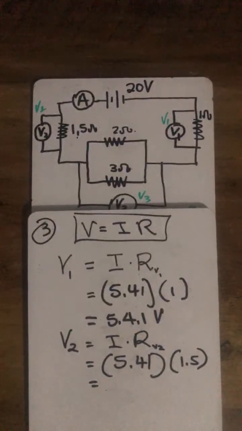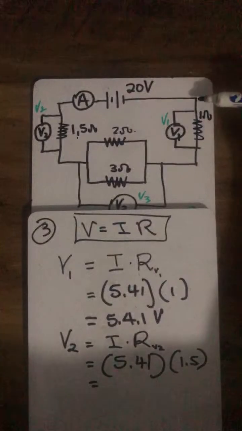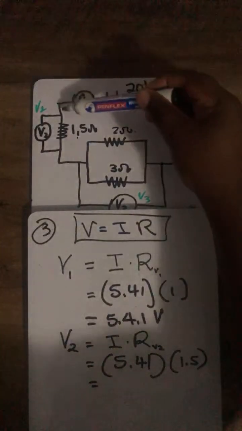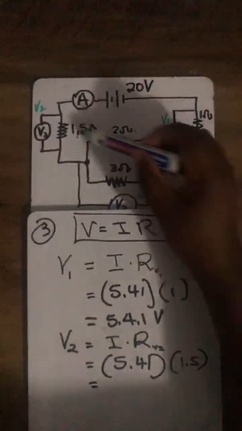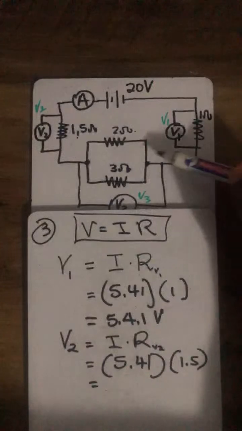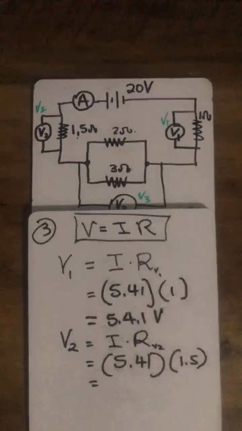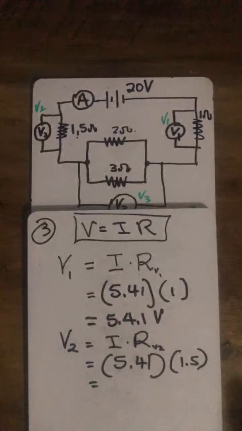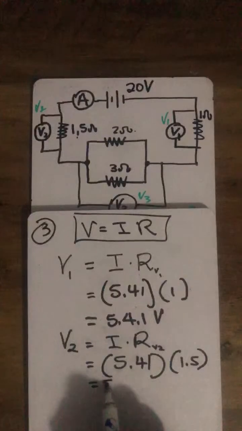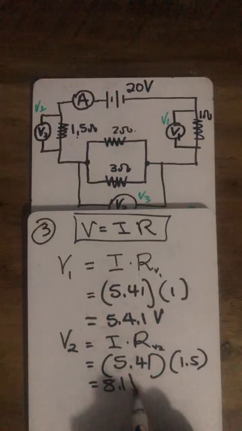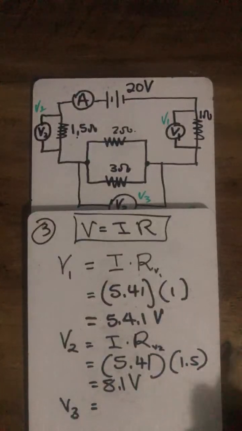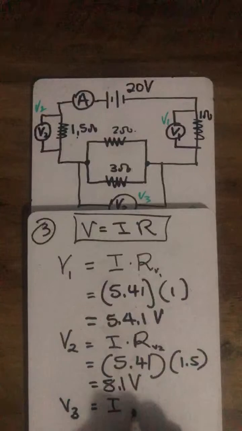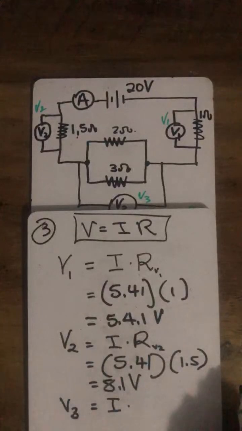So that is why we say the current that is passing through there is the same as the current that is passing through there, because that section up until there, and also on that other side up until there, it is connected in series. So now you have your 5.4 that you must multiply by 1.5, which is equal to 8.1 volts.